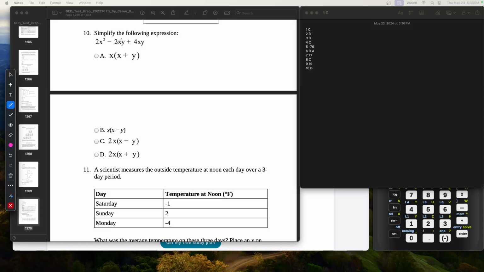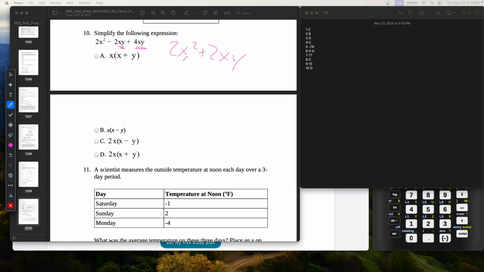So we have 2x squared minus 2xy plus 4xy. Again, you can't combine x squareds and xy's. You can only combine the xy's and xy's. So 4xy minus 2xy is definitely 2xy. 2x squared stays by itself.